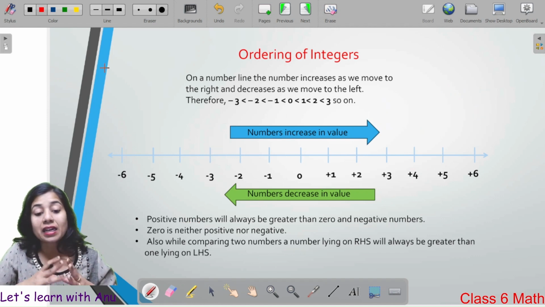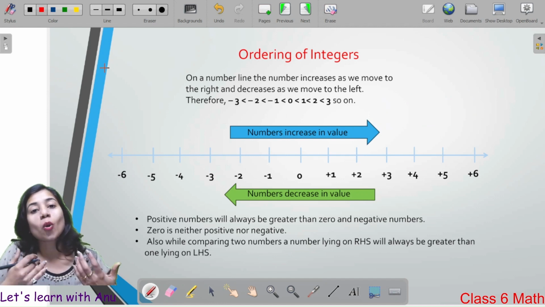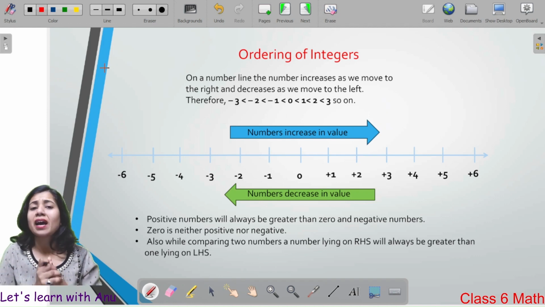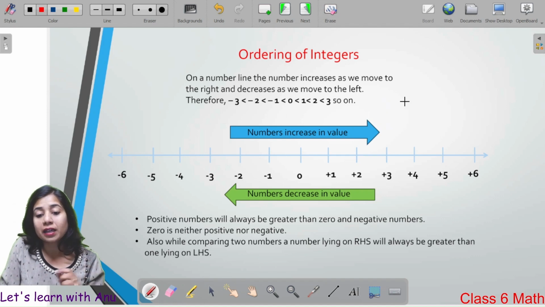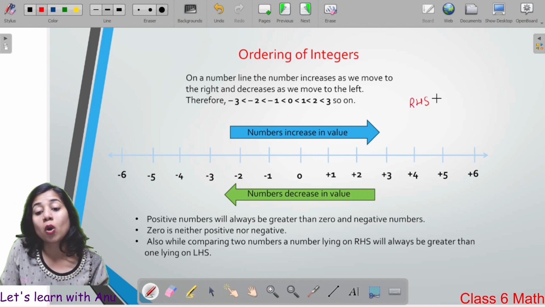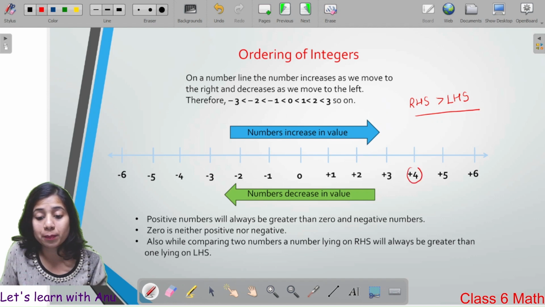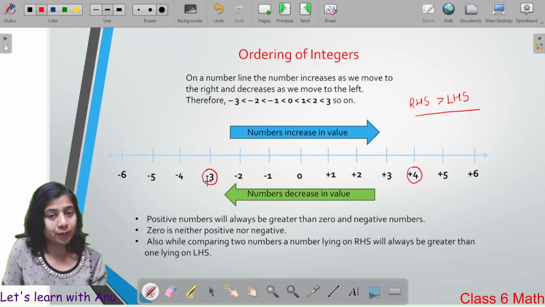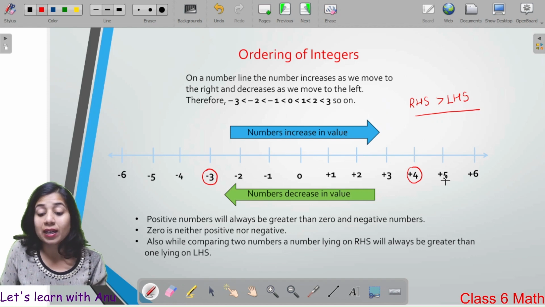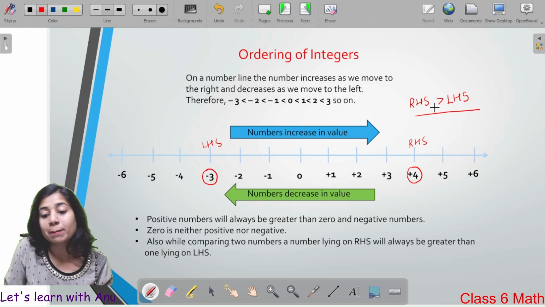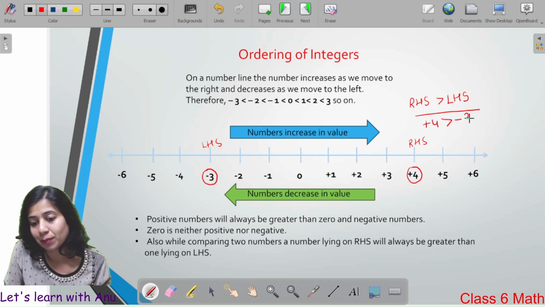In this, we will understand how to arrange integers in order, which means ascending or descending. And that is possible if we can compare the two integers, right? And I have a very simple trick for that. A number lying on the right-hand side will always be greater than a number lying on the left-hand side. So let's take an example. If I have to compare +4 and -3, how can I do that? +4 is lying on the right-hand side as compared to -3. So +4 will be greater than -3.